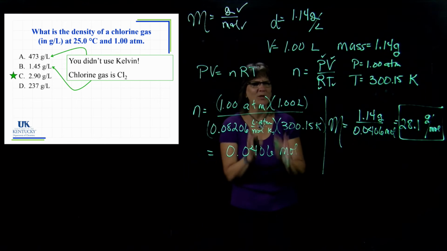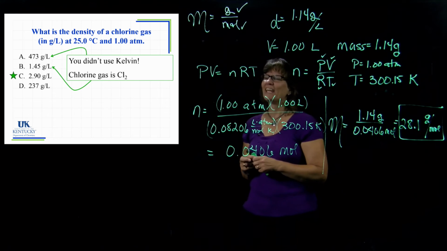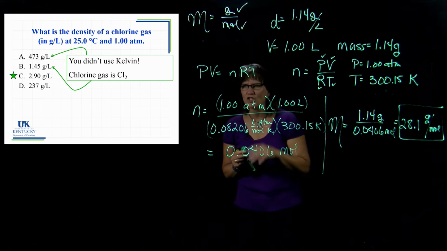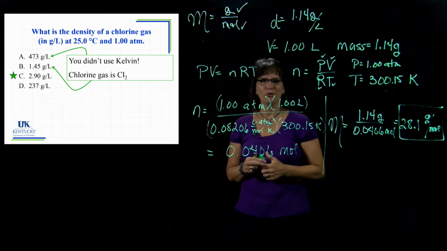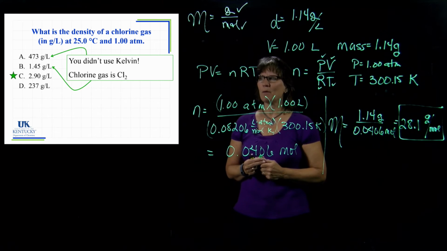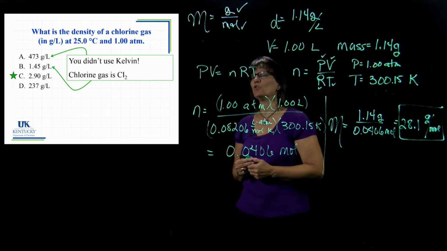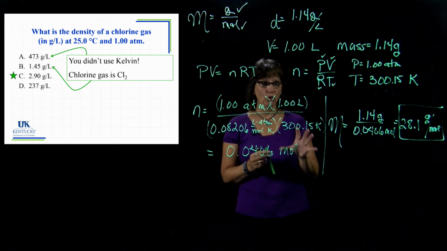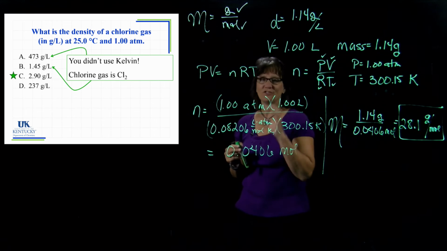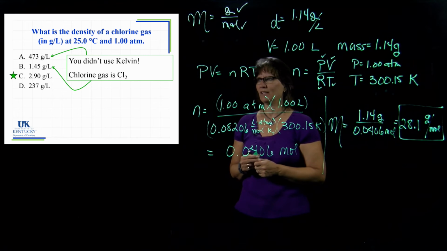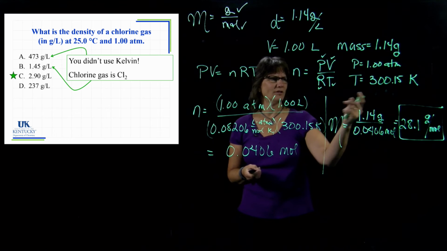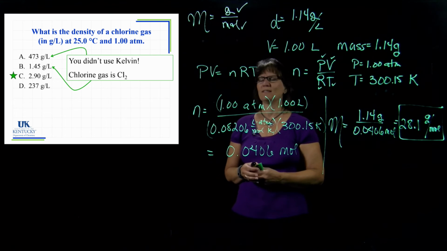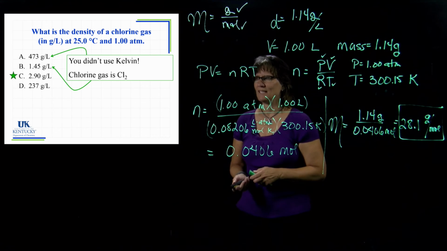If you picked B, you were almost there. It said chlorine gas, and I keep on trying to catch you with this. Chlorine gas, if you think about the Hofbrinkels, is one of the diatomic molecules, and you needed to use the molar mass of Cl2, not just Cl, to get that problem. And D is if you did both. You forgot to convert to Kelvin and you forgot that chlorine is Cl2, then you might have picked D.